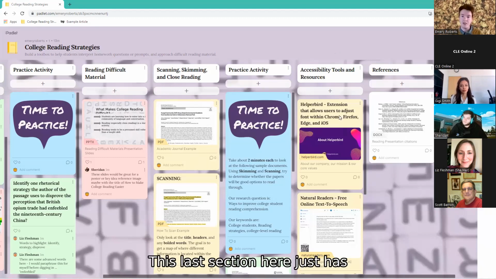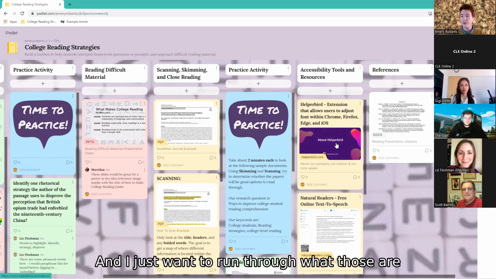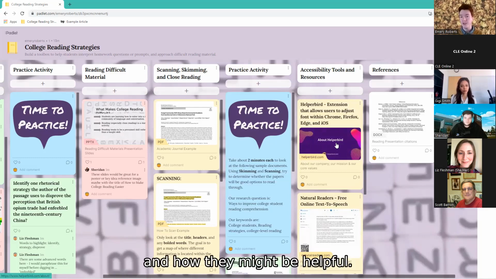This last section here just has a couple free tools that I've found to be very useful and have used with students before. And I just want to run through what those are and how they might be helpful.